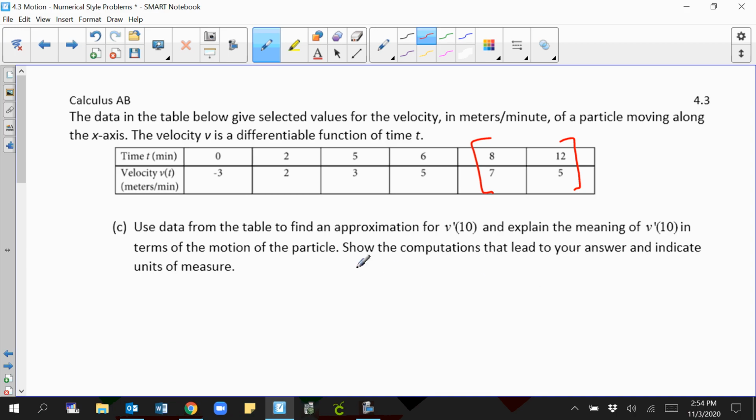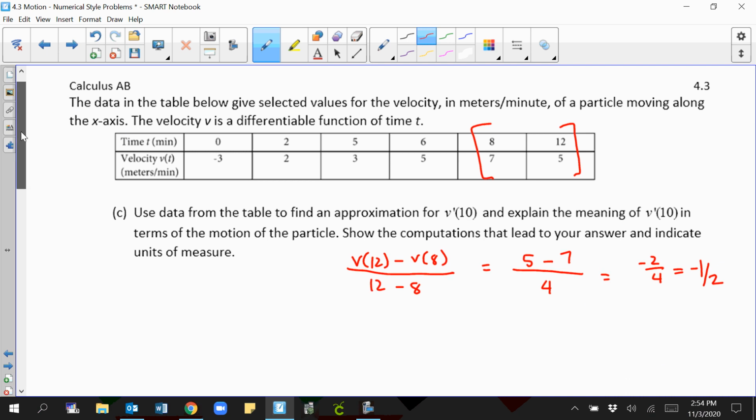So I'm going to have v of 12 minus v of 8 over 12 minus 8. Well, v of 12 is 5 minus v of 8 is 7, over 12 minus 8, which is 4. So I'm looking at -2 over 4, which gives me -1/2.